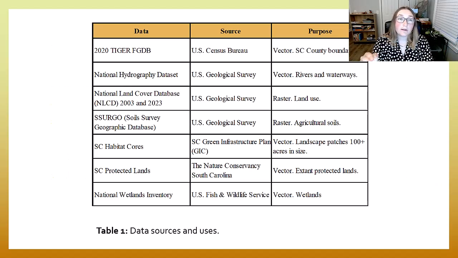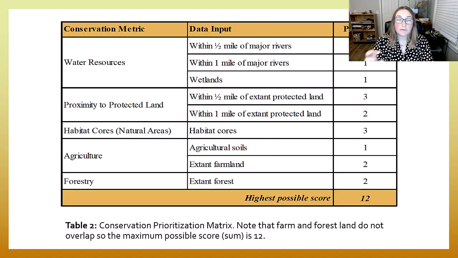Once I had these top resources in mind, I started looking for authoritative data resources. Then I developed this conservation prioritization matrix. So this is essentially taking those 5 top resources we want to protect and then bringing in the data to see how this can rank or score overall.